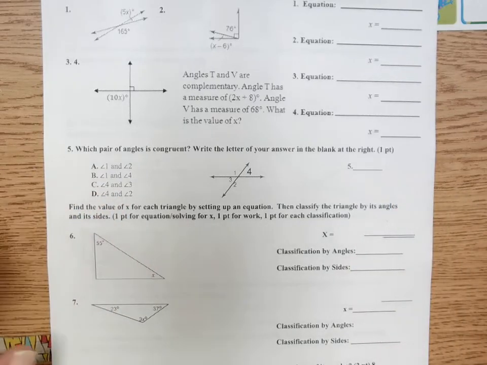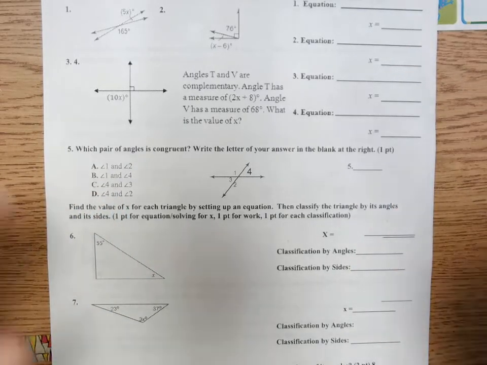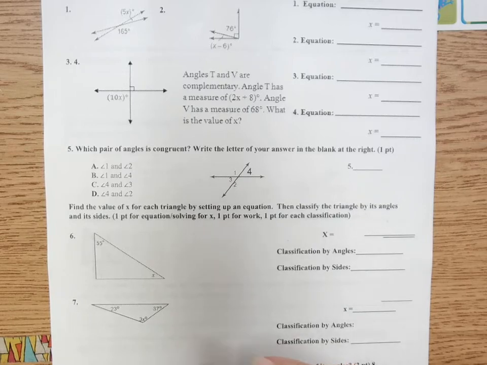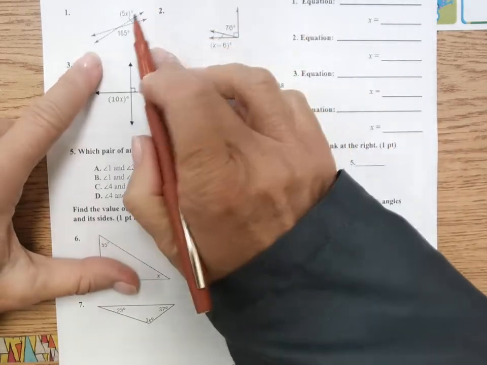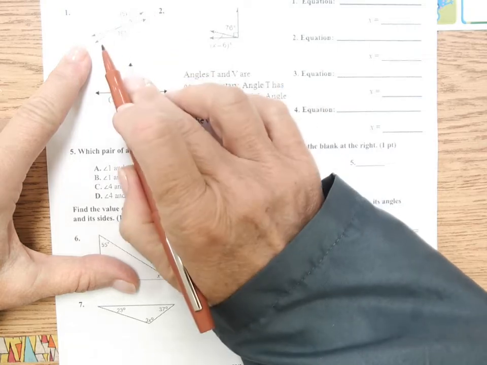Morning, this is Test Corrections video take 2. So, the angles and triangles test. The first question, you were asked to write an equation for this, and then solve it.